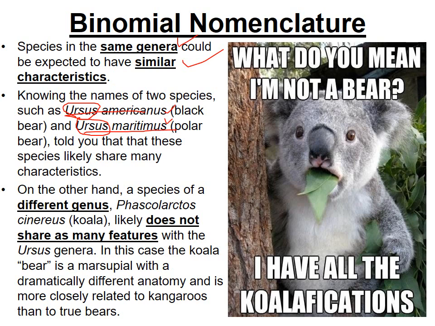So if we look at the koala bear, it's not really a bear. Look at its species name. We have Phascolarctos cinereus. So you can see there's no Ursus part to it, so it doesn't share many features with the Ursus genera. This koala bear is actually a marsupial, which is very, very different from bears that you're actually familiar with. It's actually more closely related to kangaroos than it would be to bears.